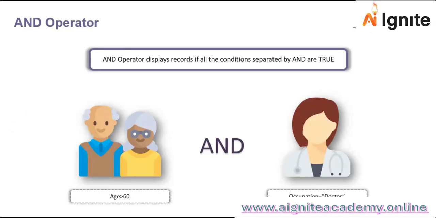So with the AND operator, we can basically fetch those records which satisfy all of the conditions separated by AND. For example, we want to find out all the doctors whose age is greater than 60. So there are two conditions over here. First, the age needs to be greater than 60. Second, the occupation needs to be doctor. So we'll get only those records where both the conditions are being satisfied.